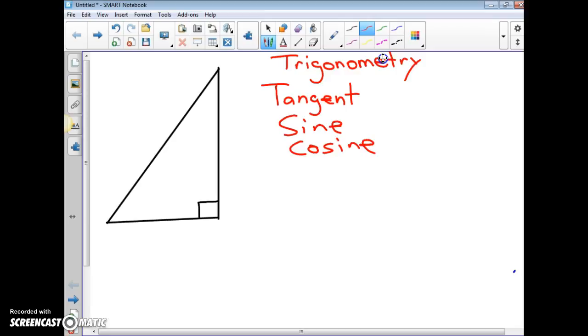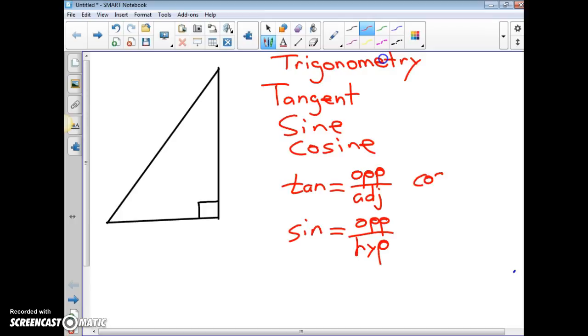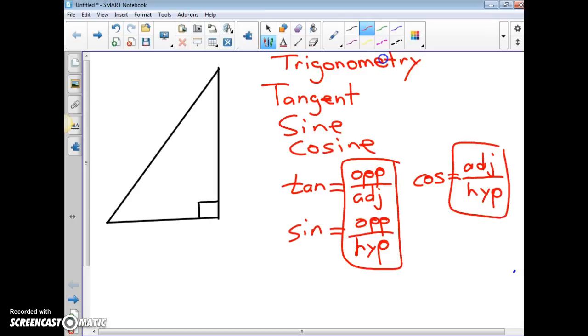Now, mathematicians are still very lazy, so we like to even shorten those words. So we like to say tangent, and we say it's opposite over adjacent. Then we shorten sine to sin. We say that's opposite over hypotenuse. And then cosine, we shorten that sucker down, and we say that's adjacent over hypotenuse. So anytime I'm referring to these very special ratios, instead of having to say that thing every time, I can just say cosine, sine, or tangent.